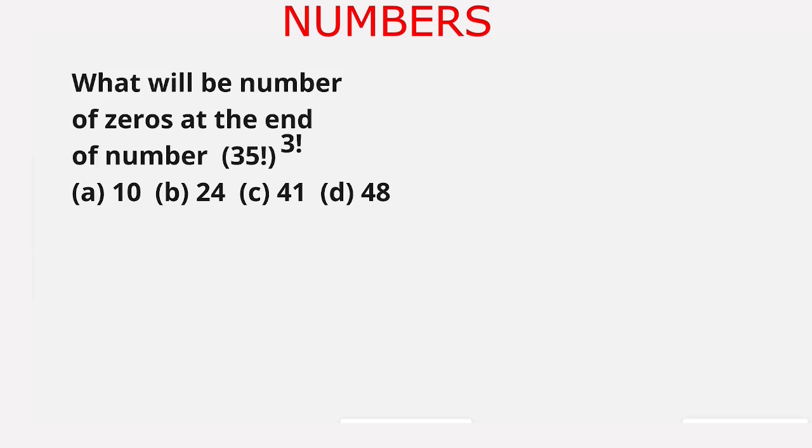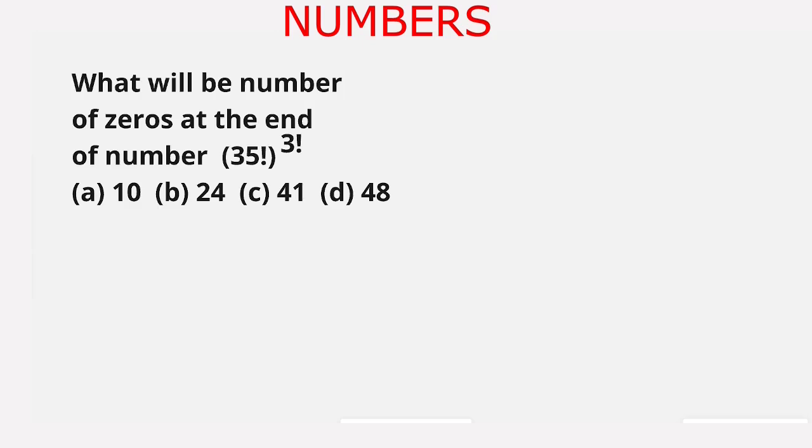And we know that the power of 2 will be more in 35 factorial than the power of 5 in 35 factorial. So we will find only the power of 5 in 35 factorial, and that will be the power of 10 in 35 factorial, and that will be the number of zeros at the end of 35 factorial.